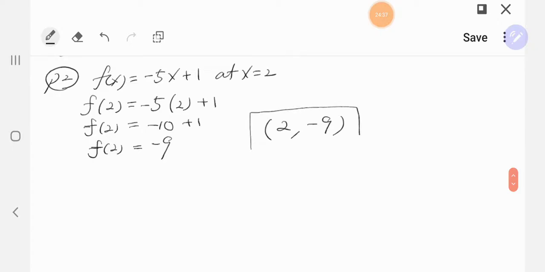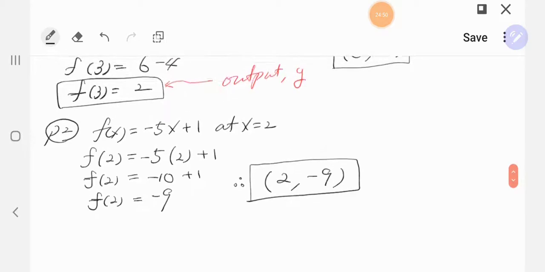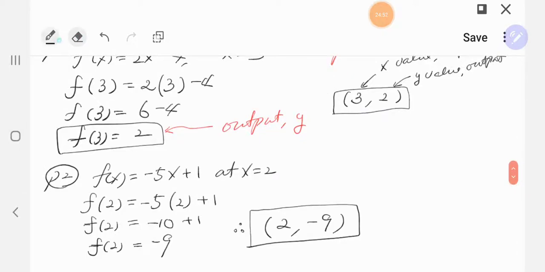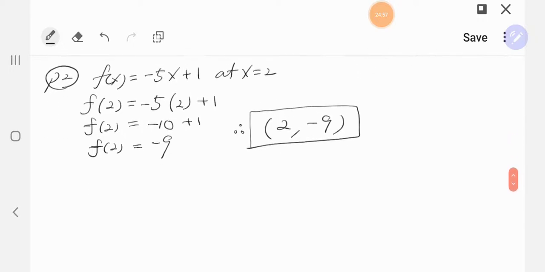So this is the result. Input is 2, output is negative 9. So always write down the input value, x, first, and then y later. Okay, I should use therefore. This little triangle means therefore.